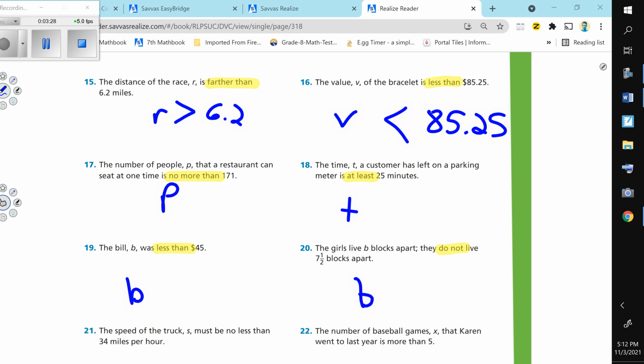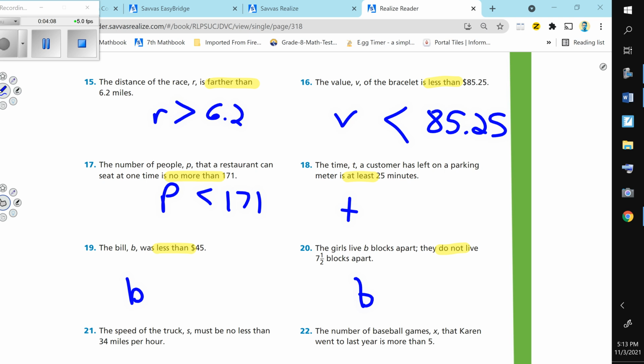So I'm going to say this a different way: not more than. No more than 171. So that means it's not more than. Can it be more than 171? No, it's not. It's no more than that, which means it is going to be less than that.